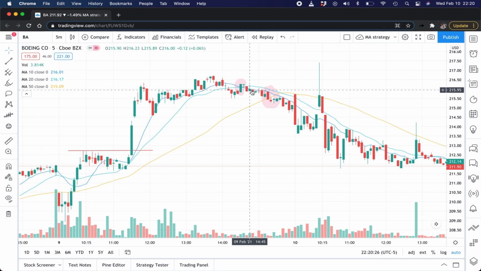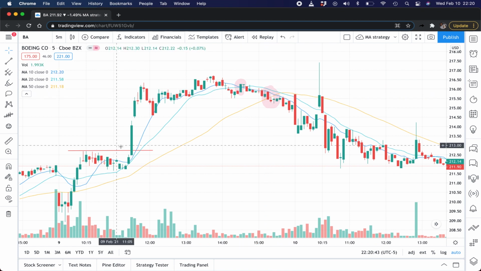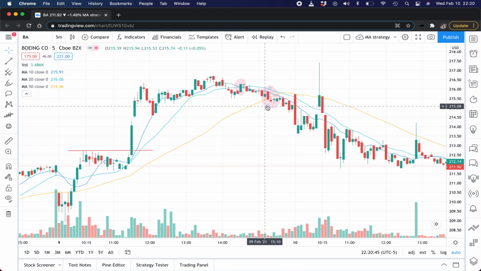Now the 10 is going down, and I see the 20 is also curling down towards the 50, right? Now as soon as this 20 starts to curl down to the 50, that is when I close the trade and I get out. I take my profits here. So I get in a long position here, and at this juncture, when the 20 is also curling down towards the 50 period moving average, I close my trade.